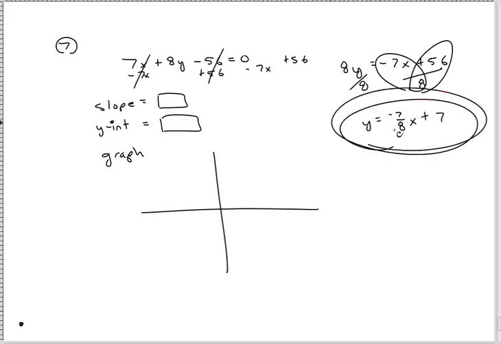So this is the actual one that we're going to be working with. And you can now actually just put in your answer. So what's your slope? Negative 7/8. What's your y-intercept? 7. And then your graph.